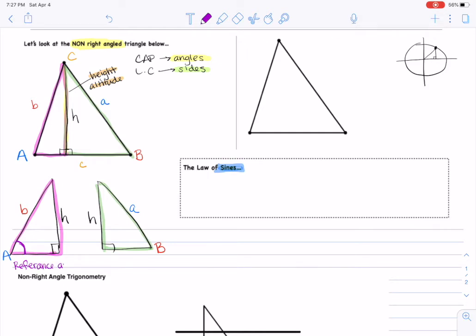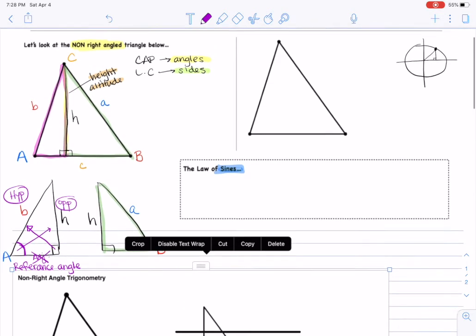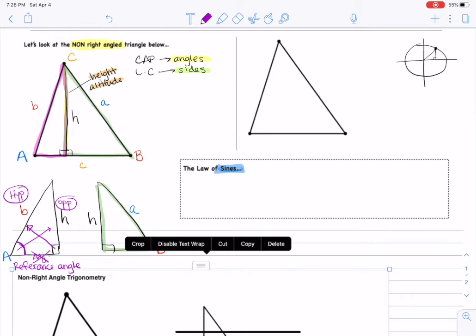And that's going to help us label our hypotenuse, opposite, adjacent. So across from the right angle, we call that the hypotenuse. Across from the reference angle, we call that the opposite. And then we call this one down here adjacent, but we don't really know anything about it. So we have opposite and adjacent, which is very clearly a sine ratio.